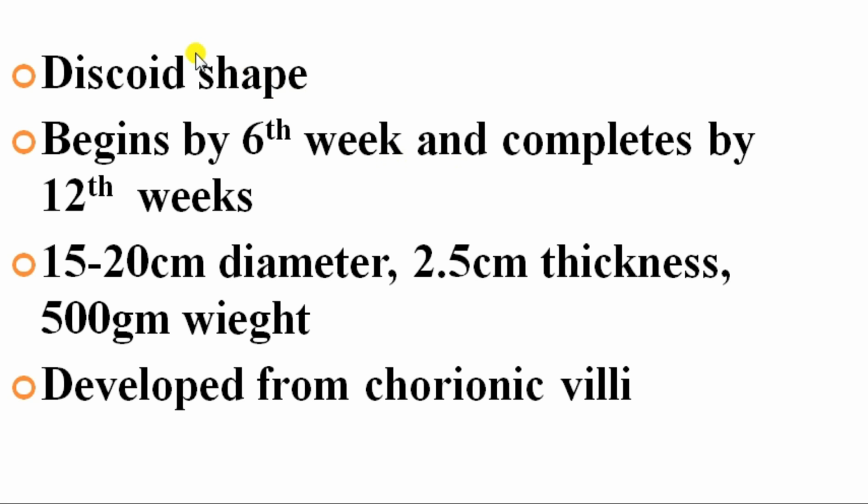That is, at the beginning the shape of the placenta is discoid and at term the placenta becomes a circular disc. And placental development begins by 6th week and completes by 12th week. And its diameter is 15 to 20 centimeter, having 2.5 centimeter thickness and 500 gram weight. And it is developed from chorionic villi.